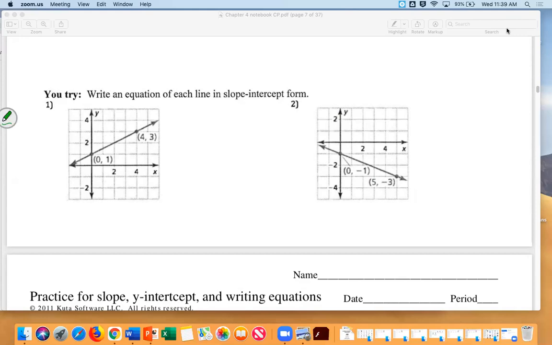All right, in number 1, I'm looking for 2 things, my slope and my y-intercept. My y-intercept is right there. It's 1. My slope is up 2 to the right, 1, 2, 3, 4. 2/4. Then I want to reduce that to 1/2. So it's y equals 1/2 x plus 1. Kimmy, all good?